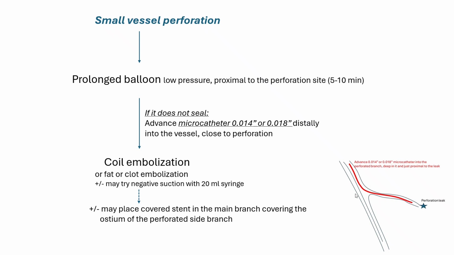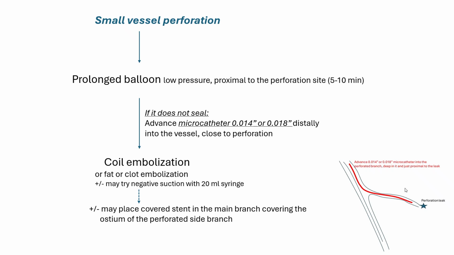But if it does not seal, then advance a microcatheter, 014 or 018 inch, preferably a Finecross microcatheter, distally into the vessel of interest, close to the perforation, and then typically and most efficiently do coil embolization. You may try fat or clot embolization, and you may try easily before any of that negative suction on a 20 milliliter syringe attached to that microcatheter. This may collapse the small vessel and lead to its clotting, occasionally.